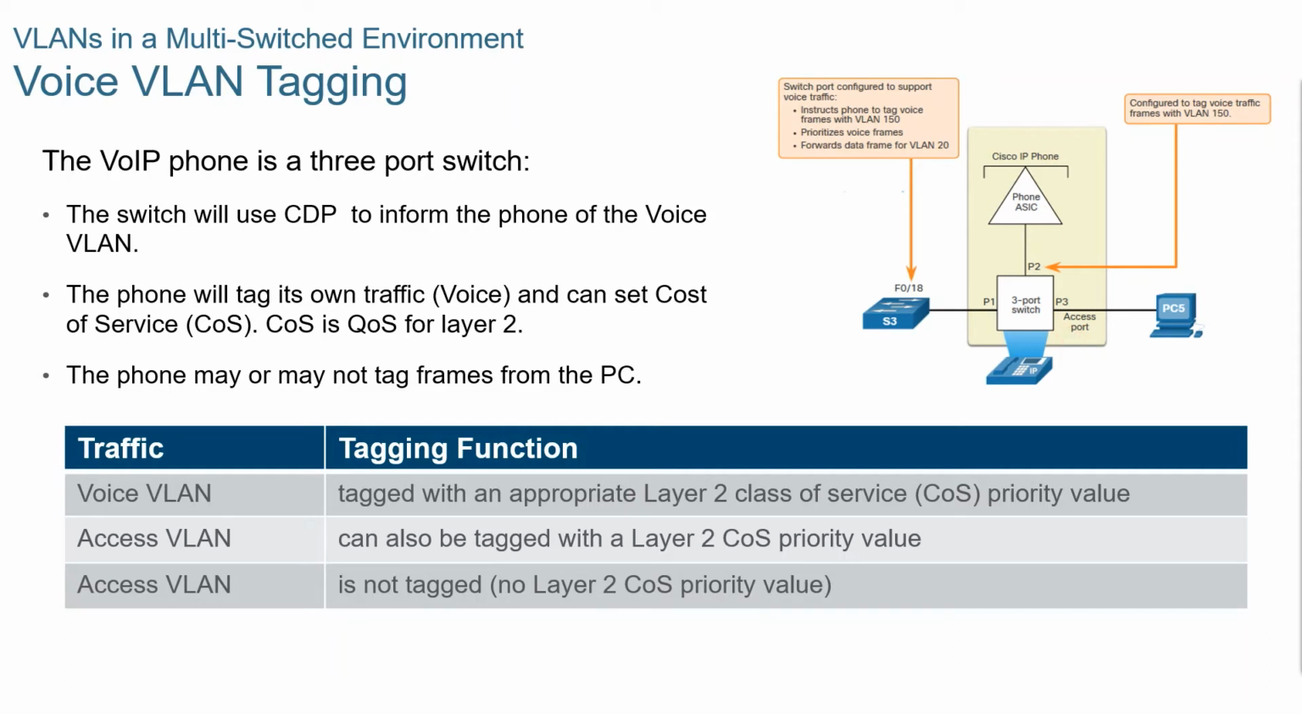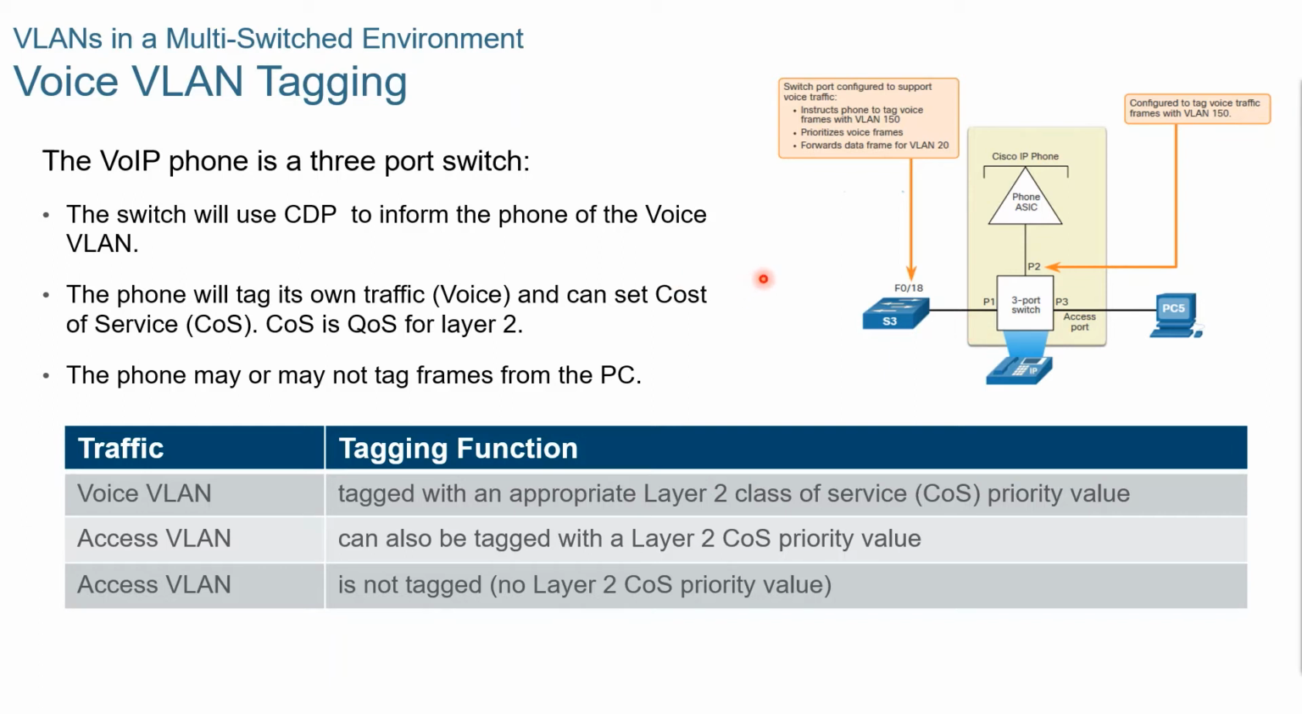Okay, now the switch access port sends CDP, or Cisco Discovery Protocol, packets instructing the attached IP phone to send voice traffic in one of three ways. The method used varies based on the type of traffic. Now, if it is voice VLAN traffic, it must be tagged with an appropriate layer 2 class of service, or CoS, priority value. If it is access VLAN traffic, it can also be tagged with a layer 2 CoS priority value. If the access VLAN traffic is not tagged, there is no layer 2 CoS priority value.